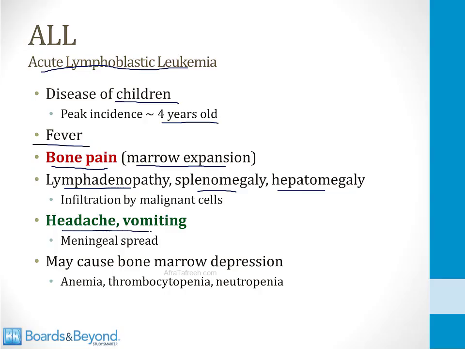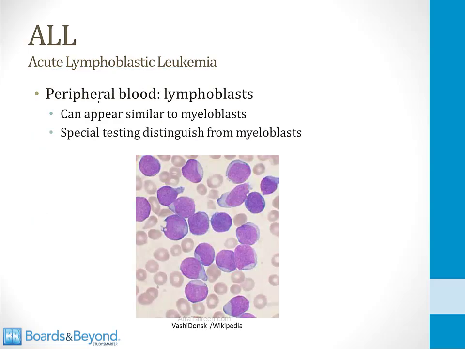Some children have headache and vomiting. This is from meningeal spread of the lymphoblasts. And finally, the lymphoblasts can overtake the bone marrow and cause bone marrow depression, so children can potentially have symptoms of anemia and thrombocytopenia or neutropenia. But in general, children who develop this condition just generally don't feel well and are very fatigued and aren't themselves, and that usually leads to a blood test, and the blood test shows the presence of white cells in the periphery. In the peripheral blood, the hallmark of acute lymphoblastic leukemia is the presence of lymphoblasts.